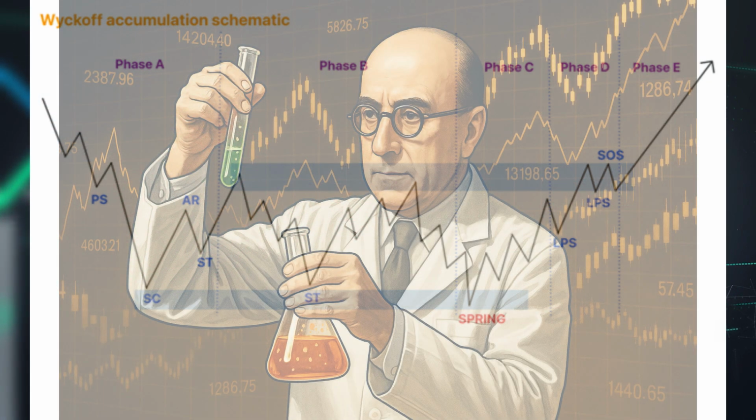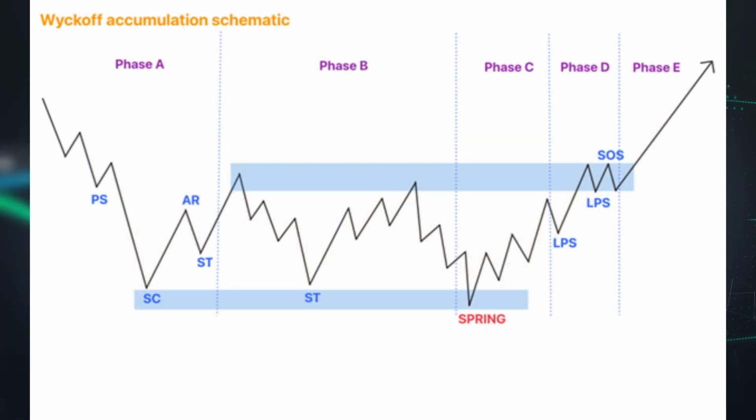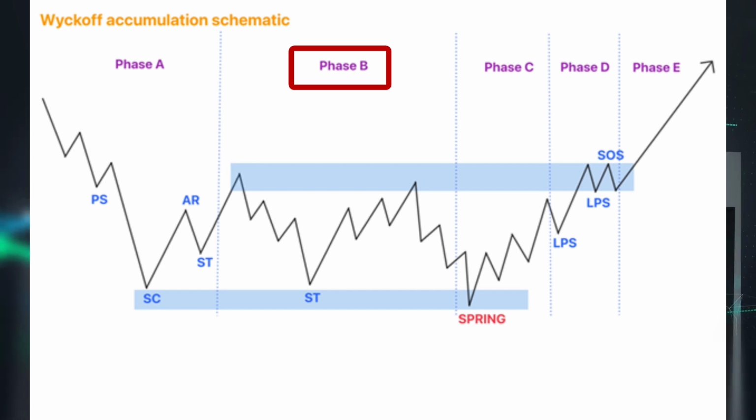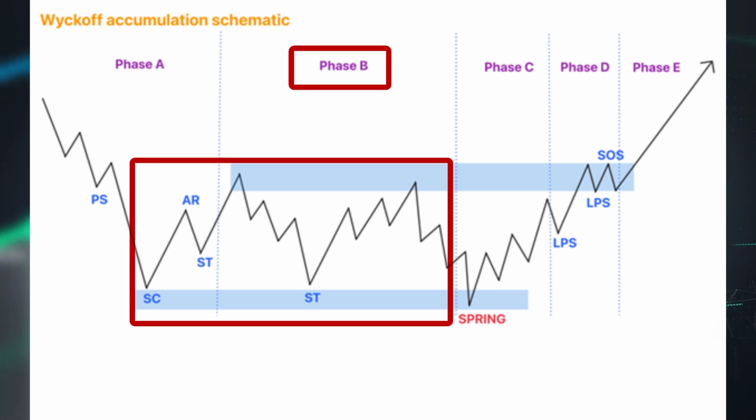Building the cause, Phase B. This phase is where the cause and effect law begins. Here, the price is in consolidation, where Wyckoff says that the larger players build most of their positions. Traders should expect traps or fake breakouts between the SC, ST, and AR points before the market moves into Phase C.